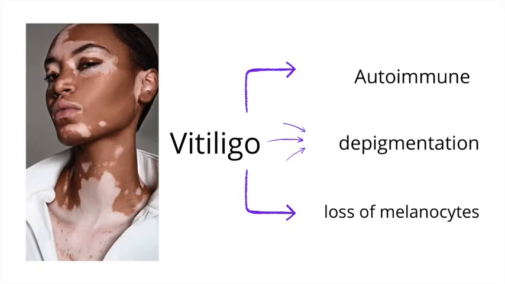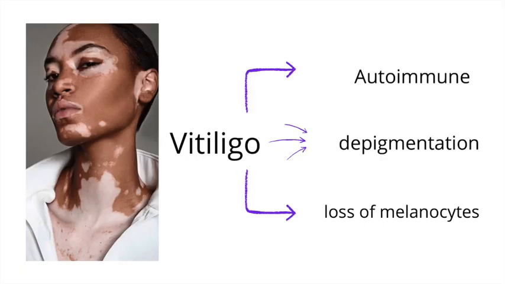And that results in a depigmentation. So it's considered a depigmentation disorder. It's very important that you remember that it is an autoimmune disorder, because that means it can be associated with other autoimmune disorders like type 1 diabetes, Hashimoto's thyroiditis, or alopecia areata. So just keep that in mind. Very, very high yield. Let's move on.